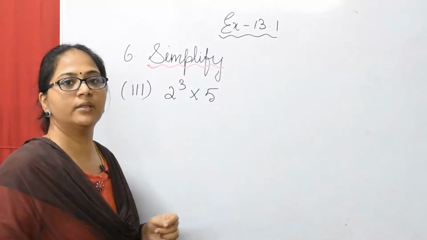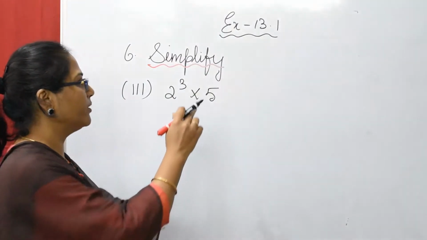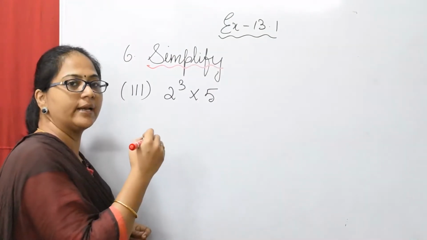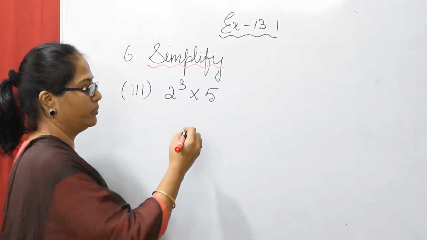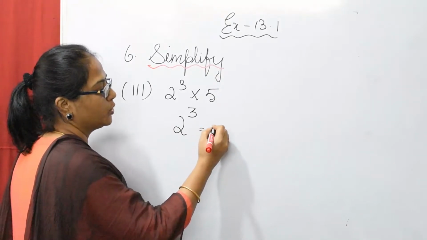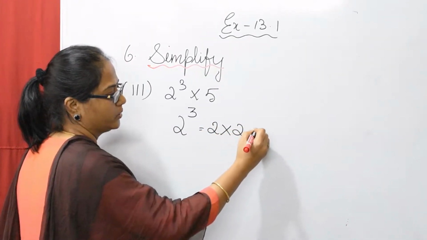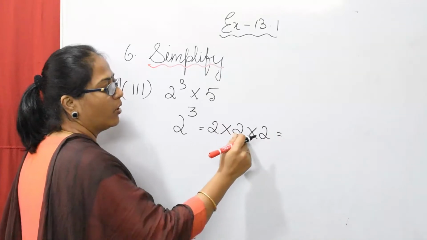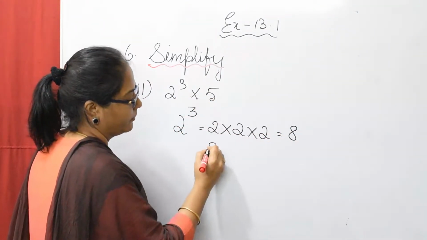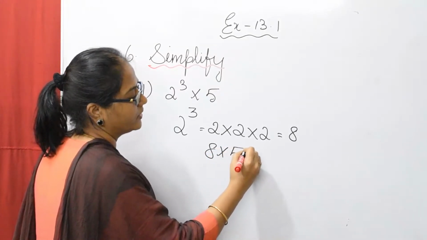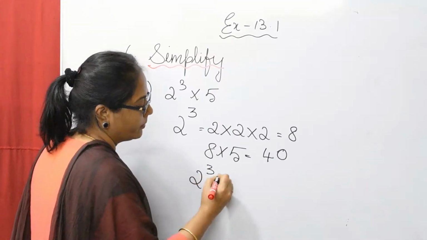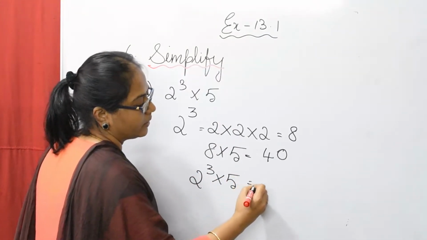Now let's start with question number 6. Simplify 2 cube into 5. So first let us find the value of 2 cube. 2 cube means 2 to the power of 3, which is 2 into 2 into 2. 2 2s are 4, 4 2s are 8. So 8 into 5 is equal to 40. So 2 cube into 5 is equal to 40.